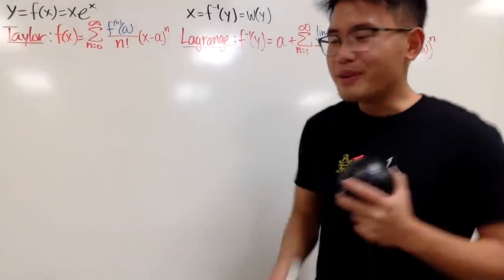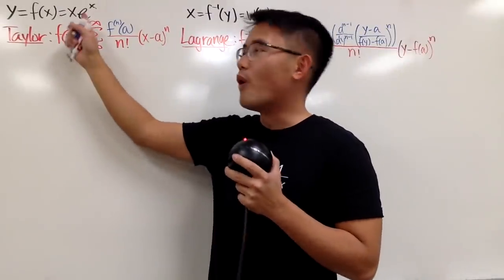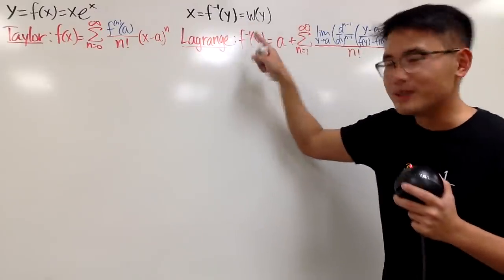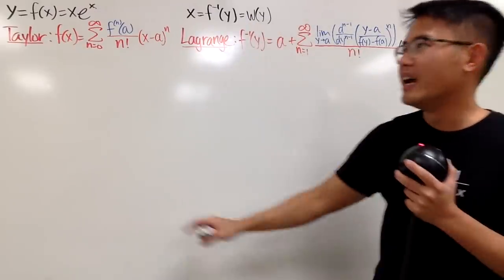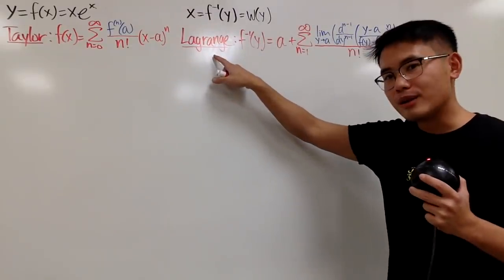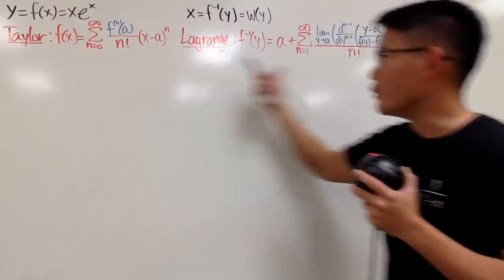Okay, in this video, I'm going to show you guys how to use the Taylor series and then the Lagrange inversion theorem to help us get the series expansion for x times e to the x, and also its inverse, so we'll end up with the Lambert W function. The Taylor series will help us get the original, and then the Lagrange inversion will help us get the inverse. As you can see, we put down the formulas right here already.